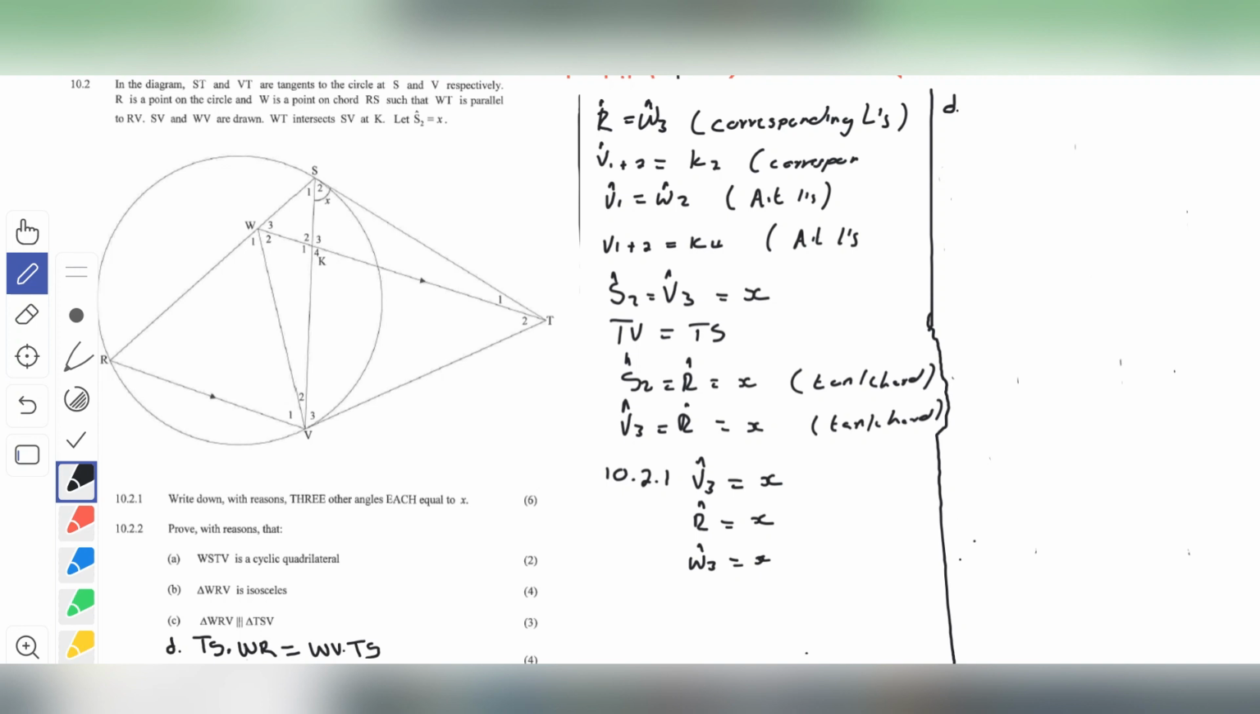So guys, for the product, prove that TS multiplied by W is equal to WV multiplied by TS. Okay, this thing, guys, it comes from something like this.